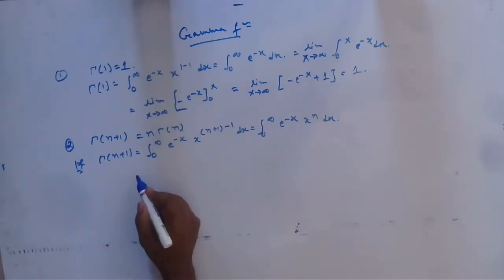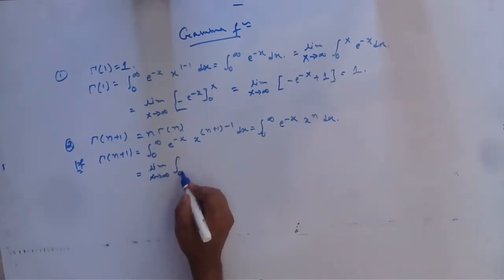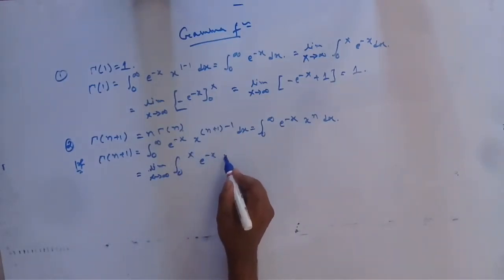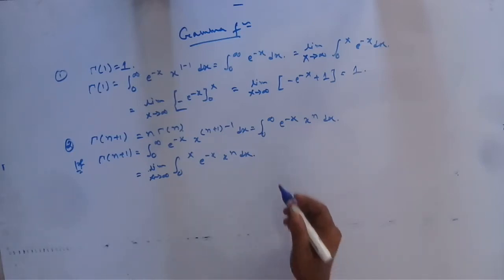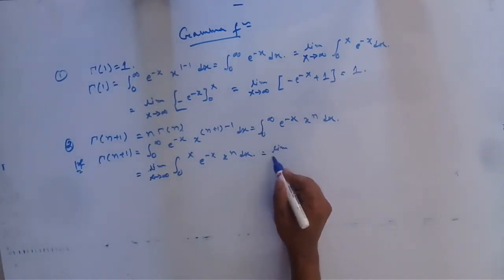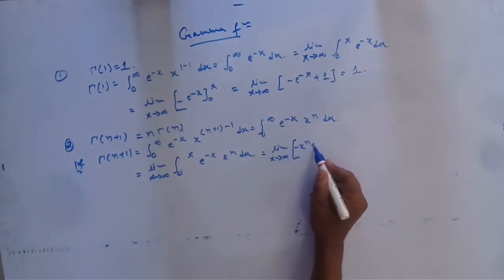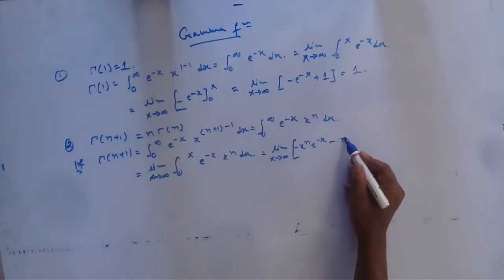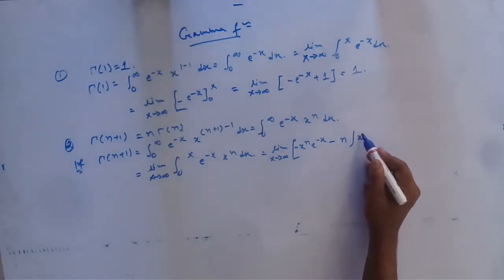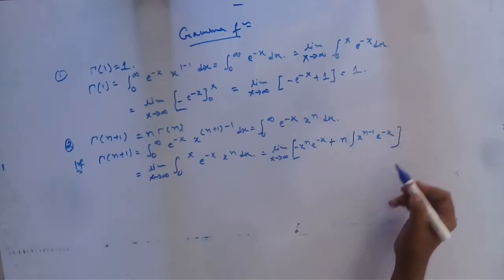So it is equal to limit x tends to infinity, integral from 0 to x of e to the power minus x, x to the power n, dx. Now we will perform integration by parts to integrate this. So this will be equal to limit x tends to infinity of x to the power n times minus e to the power minus x, minus the integration of n x to the power n minus 1 times e to the power minus x, and this will be plus.